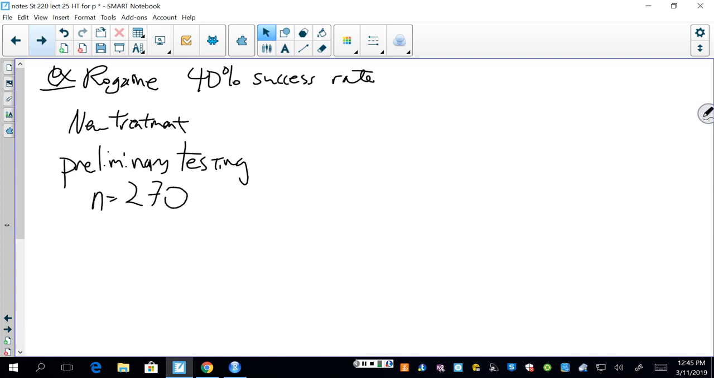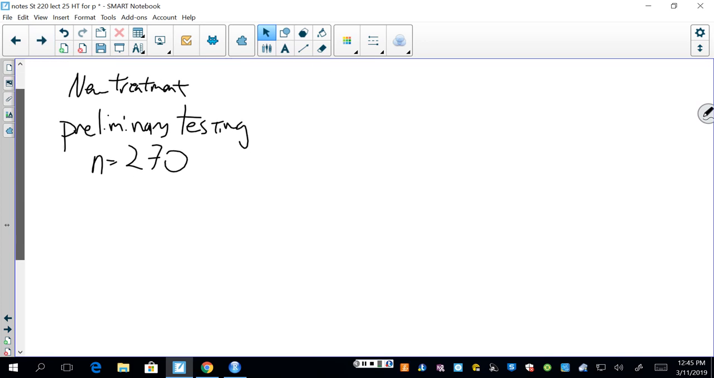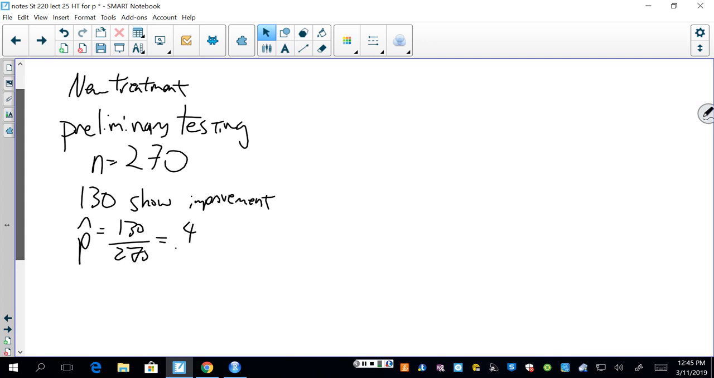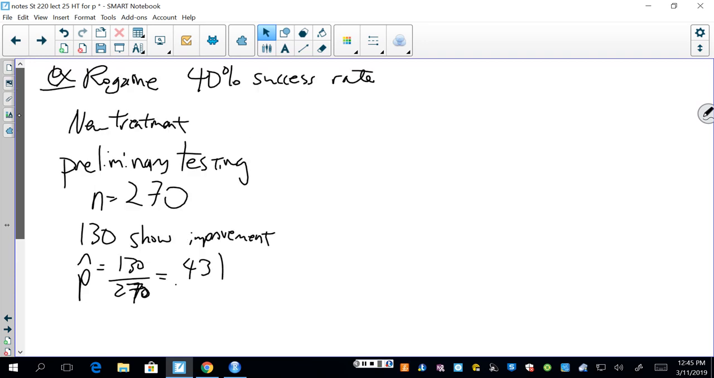Preliminary testing: 227 volunteers with hair loss, and 130 show improvement. This would be a p hat. 130 over 270 is 0.431, so a little bit more than that. And so we're just testing the new treatment, we're not doing the control versus the new treatment, right?